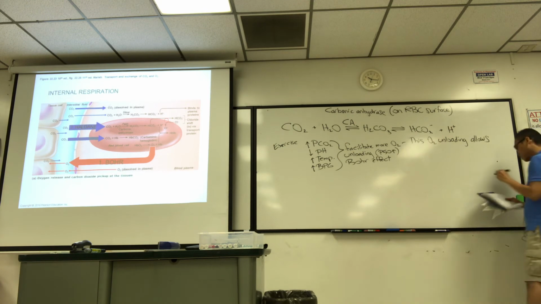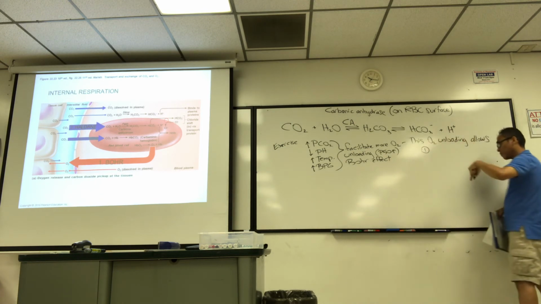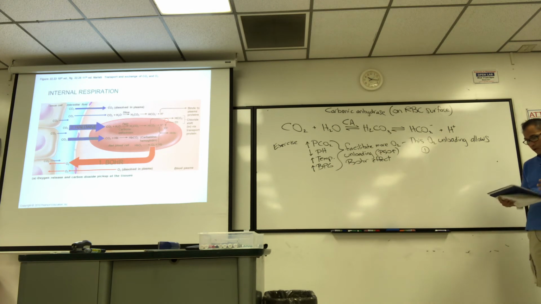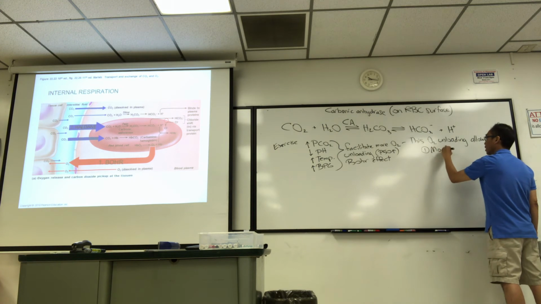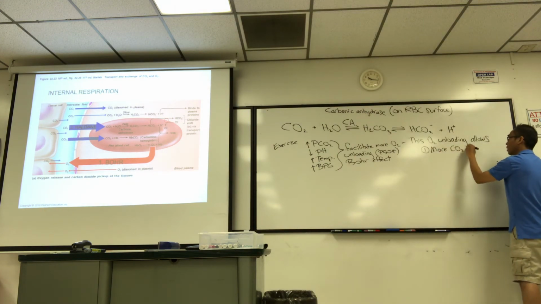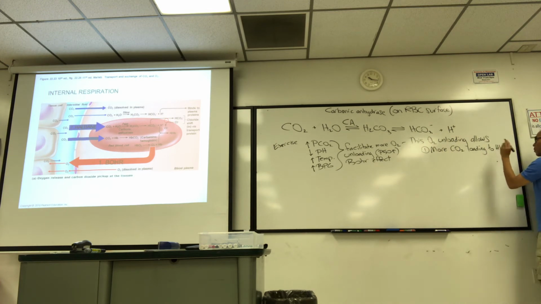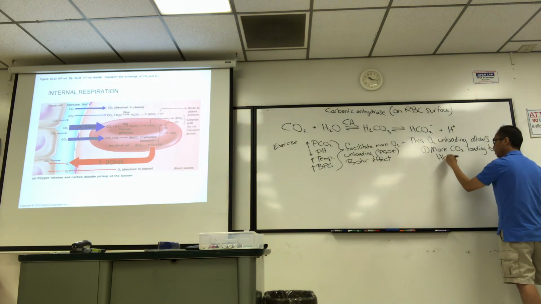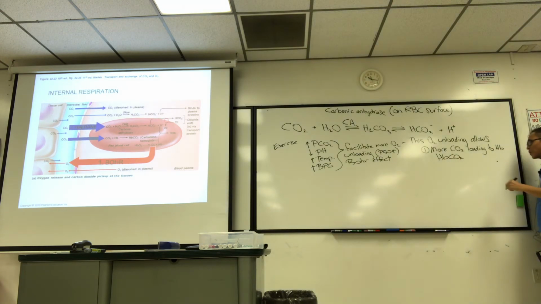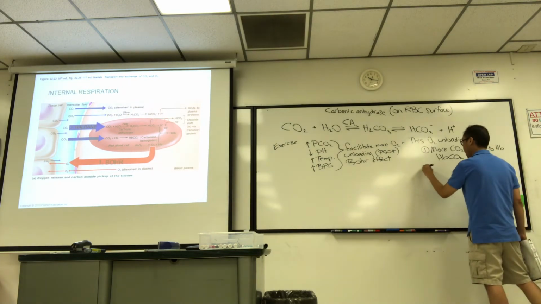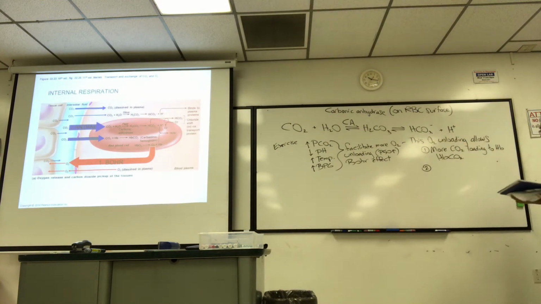two things. One, like I said, more get off the bus, more can get on the bus. More CO2 loading to Hb. That's the formation of carbaminohemoglobin, HbCO2. I don't want to write carbamino again, but more formation of that. That's number one. Number two, this O2 unloading allows you to shift this equation to the right.